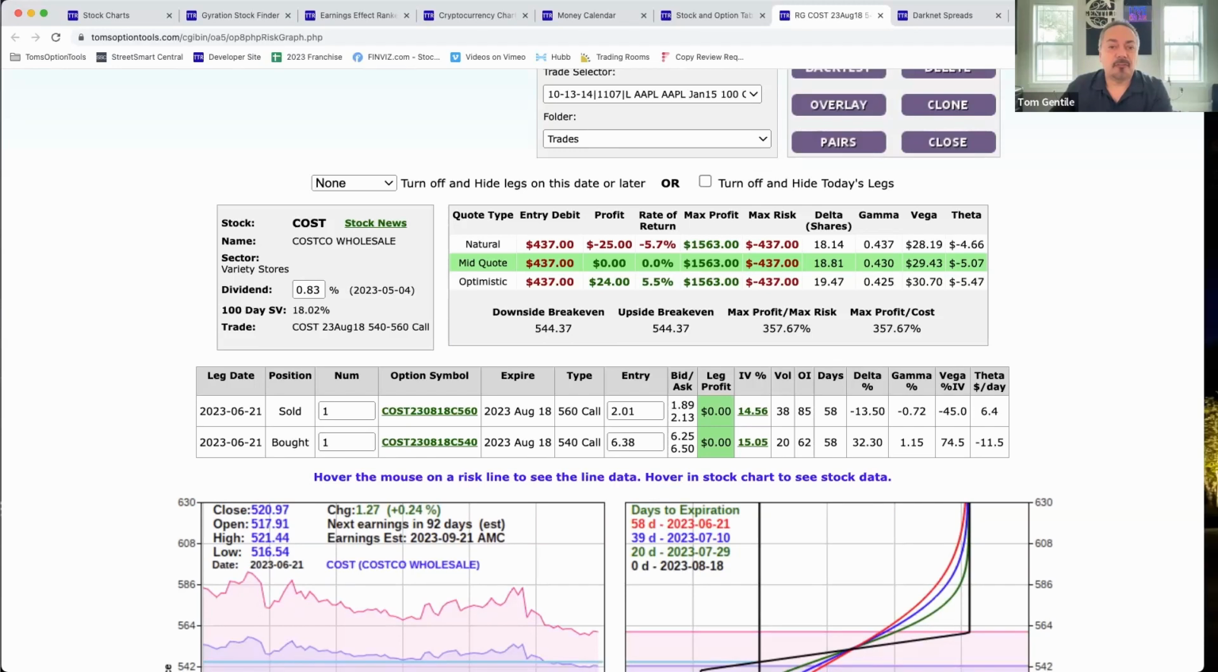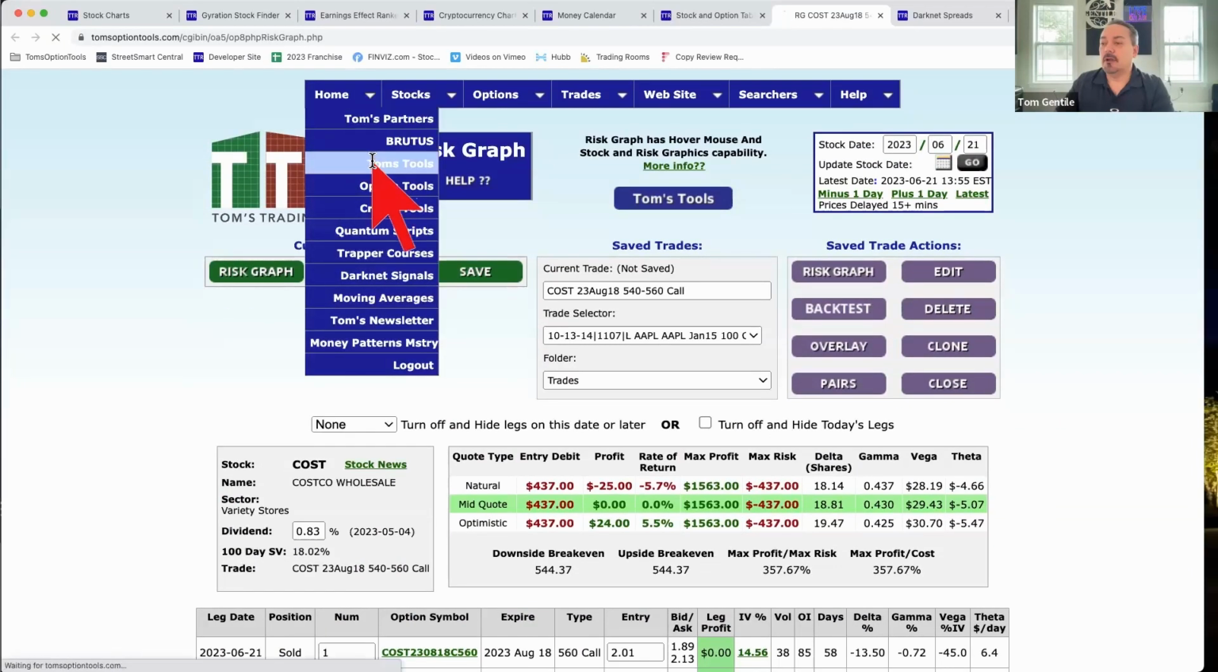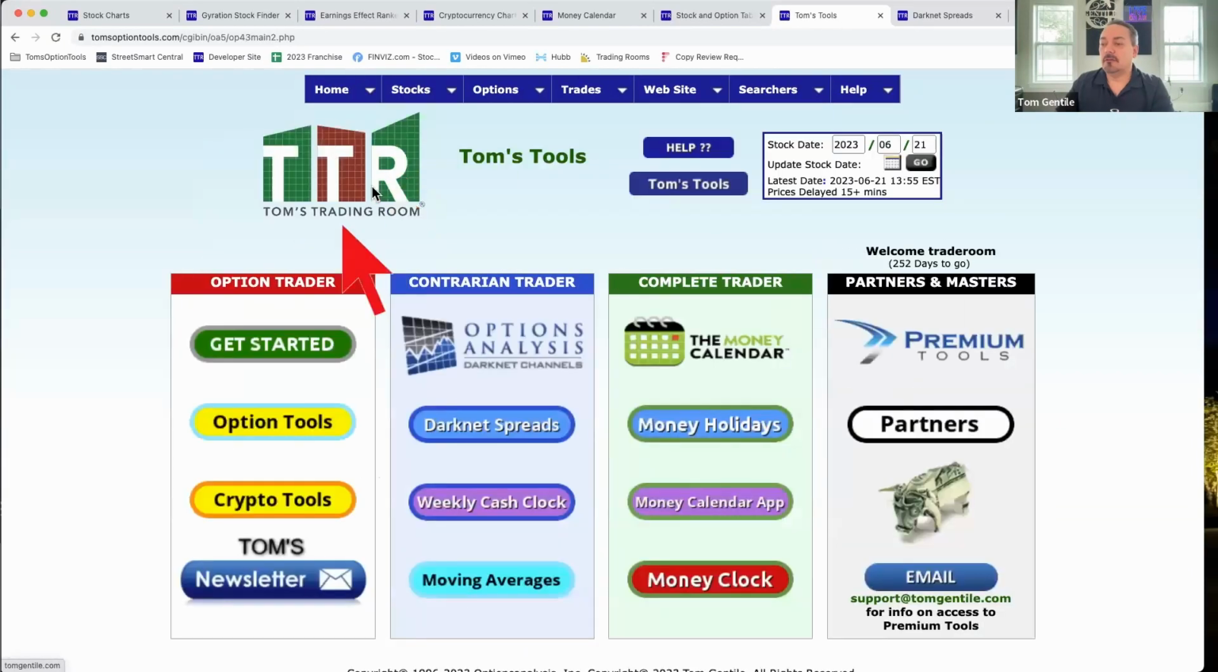So we talked about backtesting. We talked about Darknet, Money Calendar. Let me show you some search rankers we have that are available on the options aspect of this. So if I were to go back to our homepage, a couple of things we have in options. Now we have some rankers.